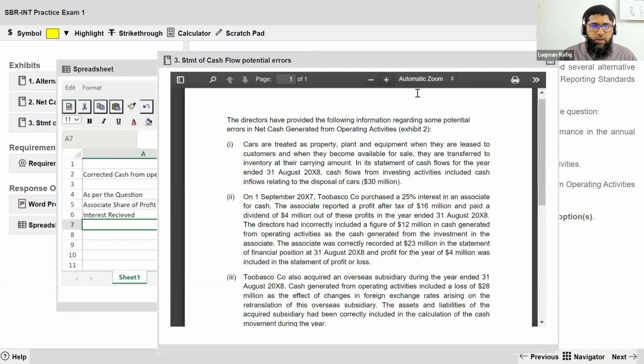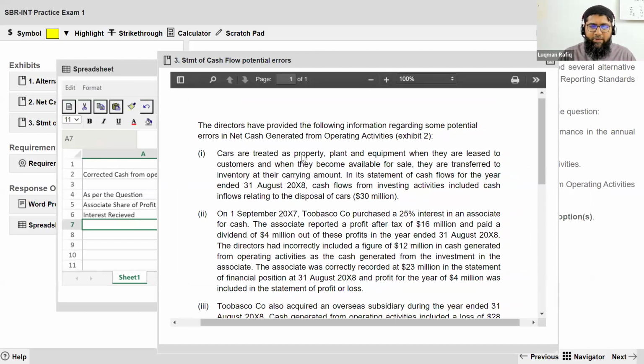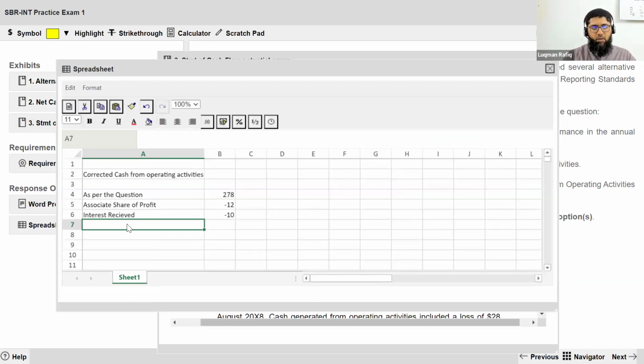It says the directors have provided information regarding some potential errors in the net cash from operating activities in Exhibit 2. Cars are treated as property, plant and equipment when they are leased to customers, and when they become available for sale, they are transferred to inventory at their carrying amount. In its statement of cash flows for the year ended, cash flows from investing activities include cash inflows relating to disposal of cars. So cars should not be considered as your inventory. So the cash from disposal of cars should be removed.